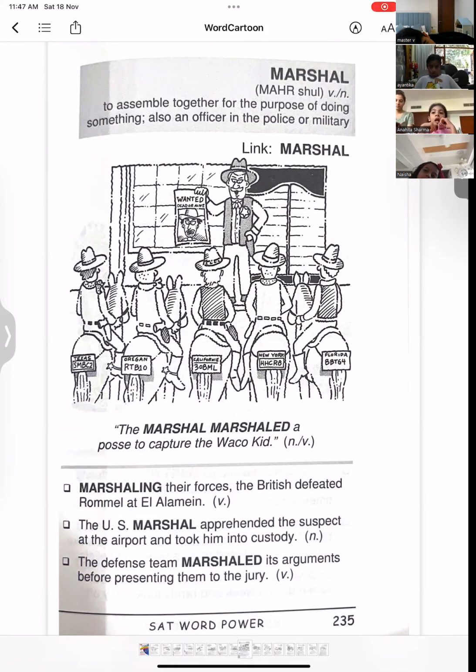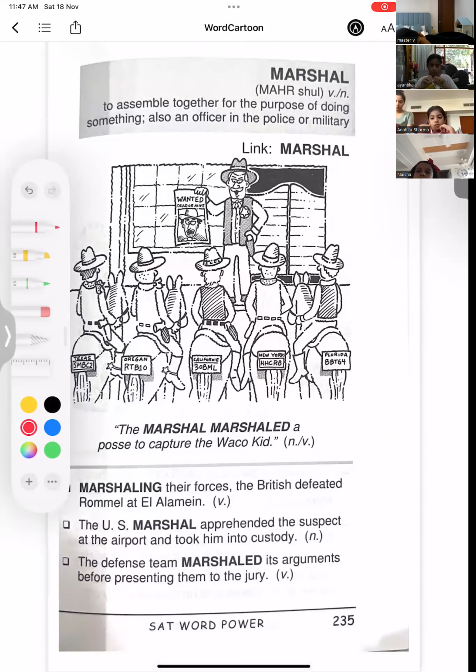Have a look at the word meaning again. Kian, I want you to read the meaning. Marshal. To assemble together for the purpose of doing something, also an officer. Stop. Give me the meaning of marshal in the verb form. Now read again. To assemble together for the purpose of doing something, also an officer in the police or military. मैंने सिर्फ verb बोला था, okay? And when I say noun, then you'll say an officer in the police or military.